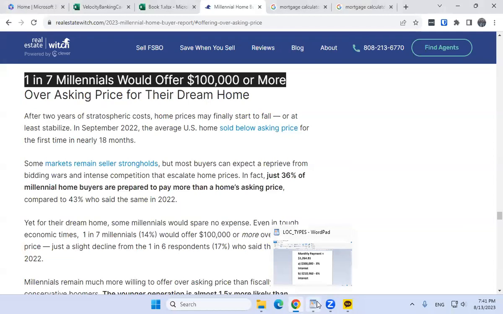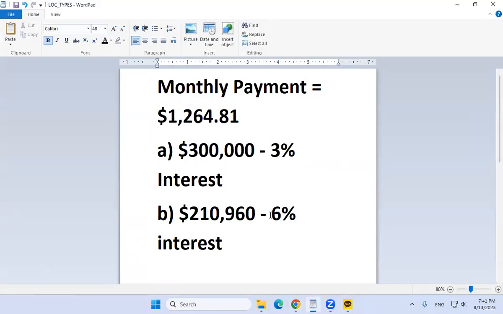So, I'm going to cover two scenarios. Now let's go into the topic. We have two situations. Situation A is, let's say you have a $300,000 loan. So you bought a property, and you have a $300,000 loan at a 3% interest rate.